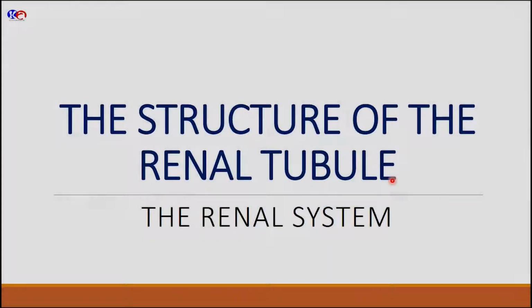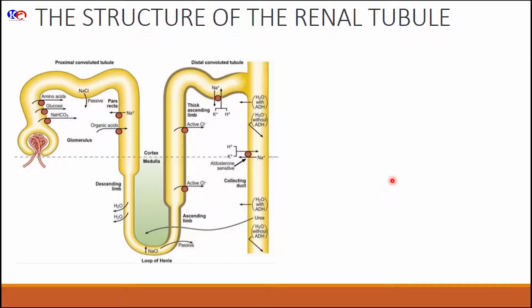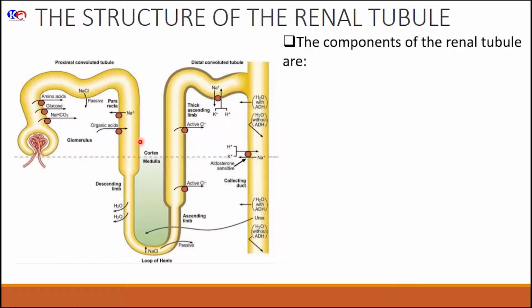Today we'll be dealing with the structure of the renal tubule. The renal tubule. So let's look at it. This is a typical structure. Forget about the electrolytes that are on it. This is basically the structure of the renal tubule. So let's look at it in detail.